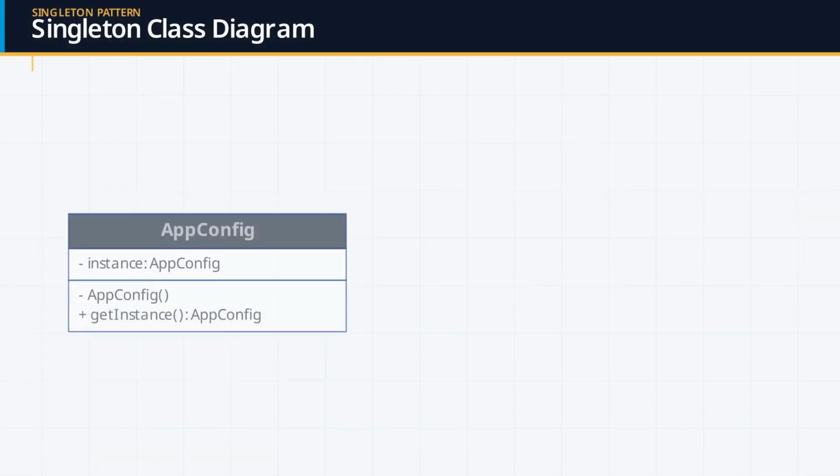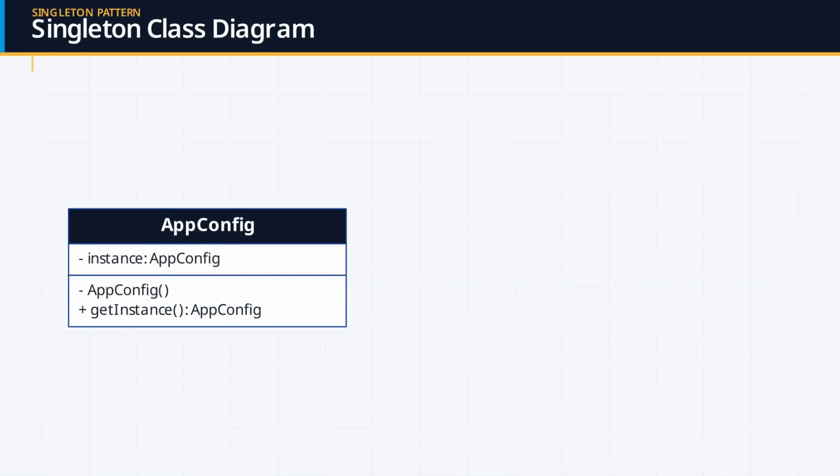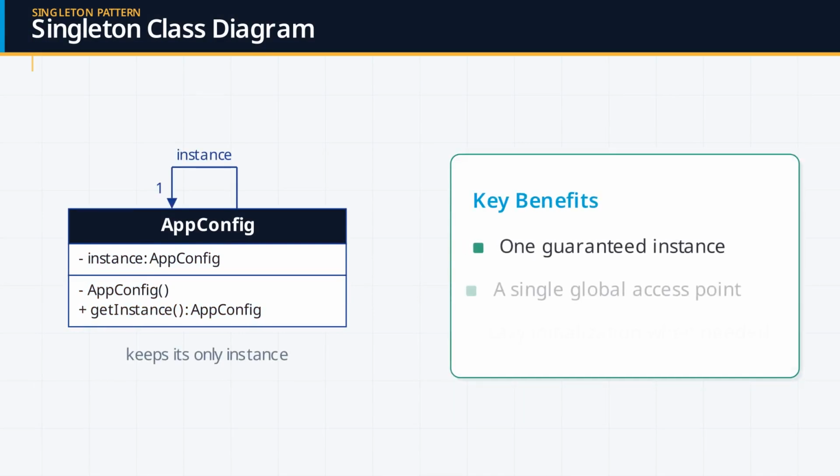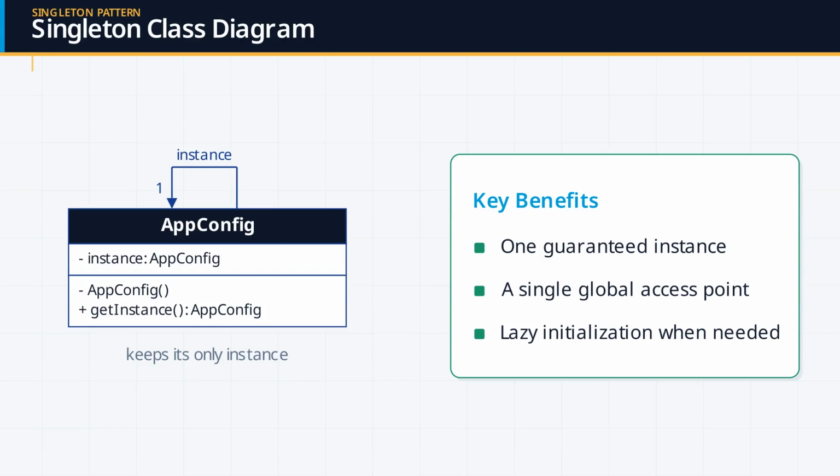Here's the Singleton class diagram. The AppConfig class holds a private static instance attribute, a private constructor, and a public static getInstance operation. The association points back to itself, since the class keeps its only instance. The key benefits: one guaranteed instance, a single global access point, and lazy initialization when first needed.